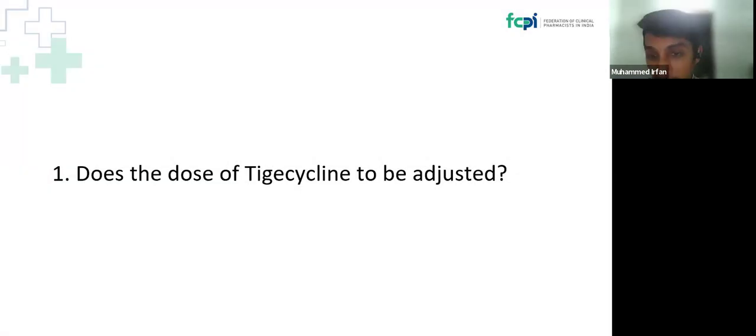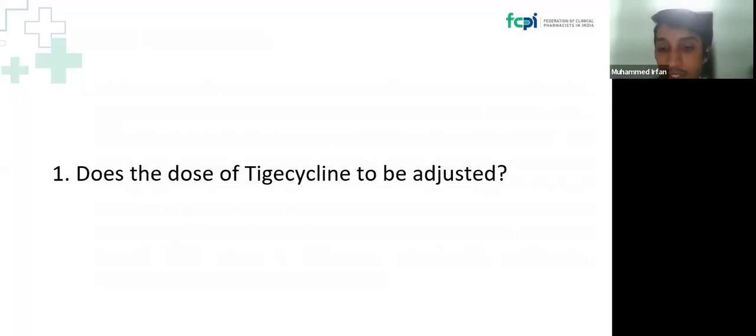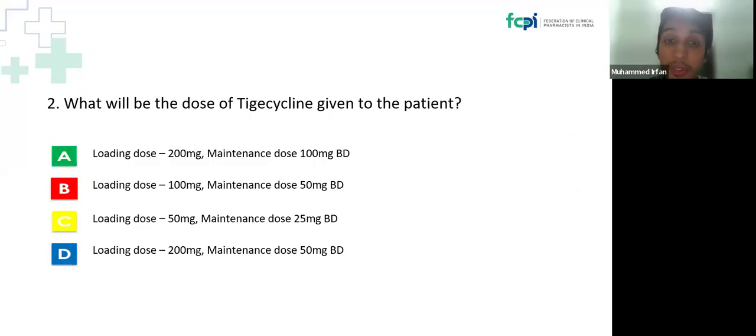Does the dose of tigecycline need to be adjusted? What will be the dose of tigecycline?